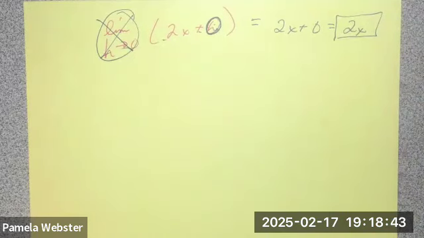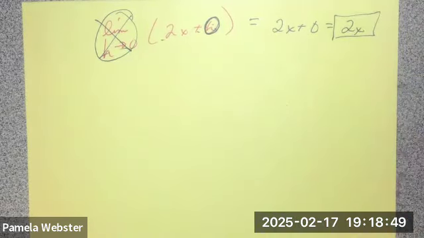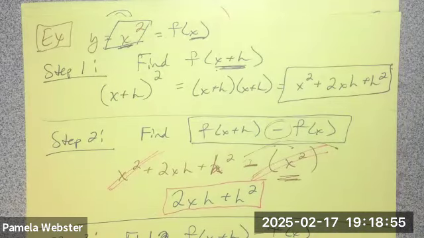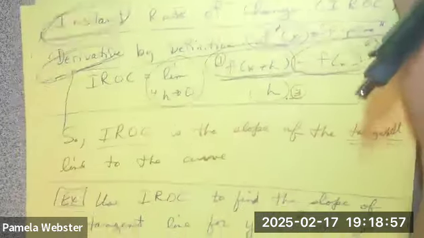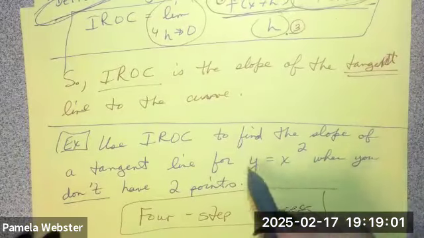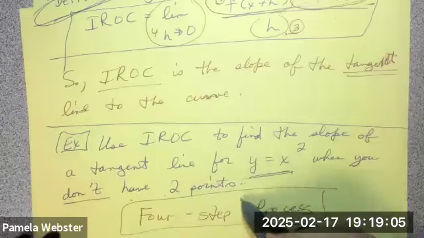So the instant rate of change is going to depend on what my x value is. When we started this, we said we're going to do this very generically. Here's where I started it. Use IROC to find the slope of a tangent line for this guy, when you don't have 2 points. So we did our 4-step process.